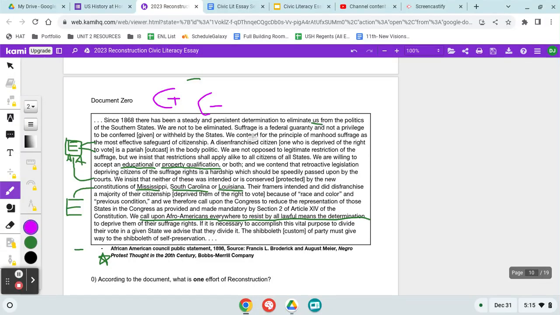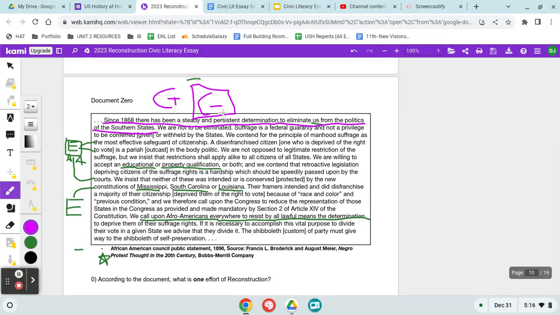This helps me immensely. And what I saw in this document was, since 1868, there has been a steady and persistent determination to eliminate African Americans, us, from the politics of the southern states. This, to me, if I was using the circumstance paragraph, is an example of negative circumstances for anybody who believes in equality, and especially for African Americans or other minorities in the United States in general, not just the southern states. So I could use this in my paragraph about the circumstances, right?